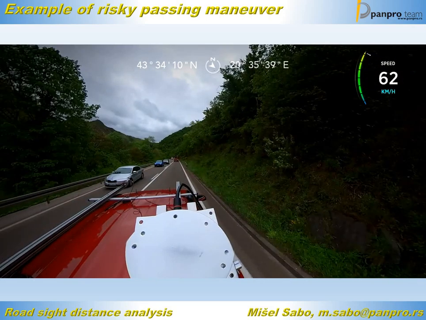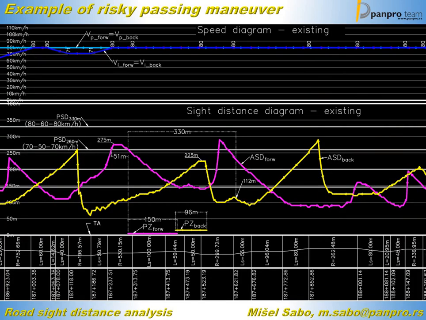This is proof that they had to slow down practically to a stop. Now you can see how that location looks in diagrams. The subject segment where overtaking is allowed in the forward direction is here. In that zone, the posted speed coincides with the inferred design speed and is 80 km per hour.